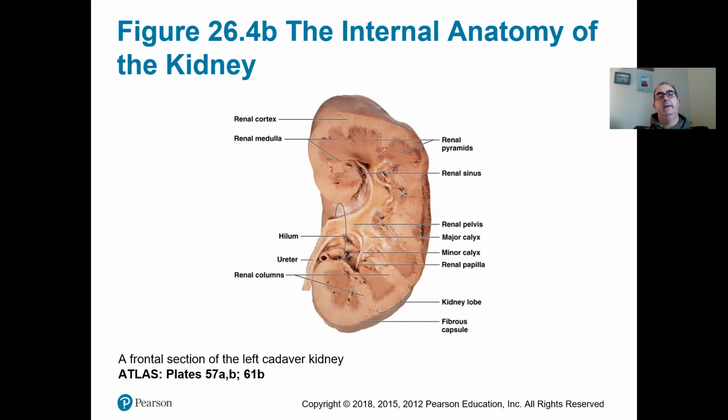Okay, and here is an actual kidney that you can see. You can see the cortex, you can see the medulla, you can see the pyramids, these triangle shapes. You can actually see the renal pelvis here. You can see a major calyx. You can see the minor calyces going up to each pyramid.